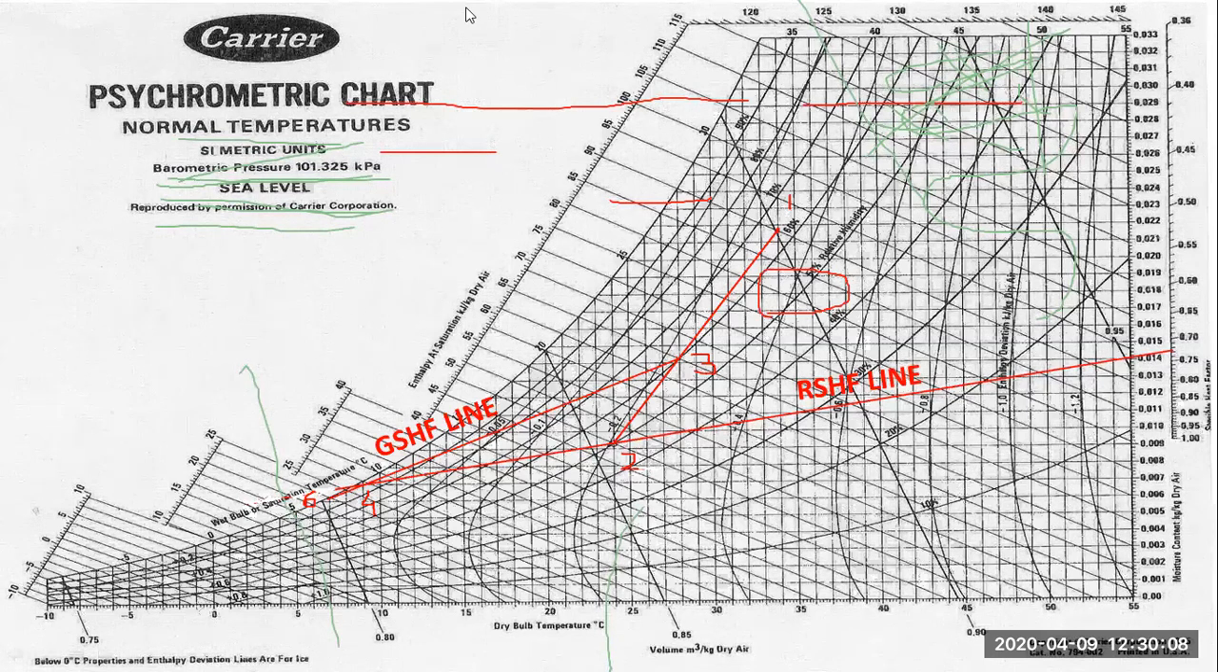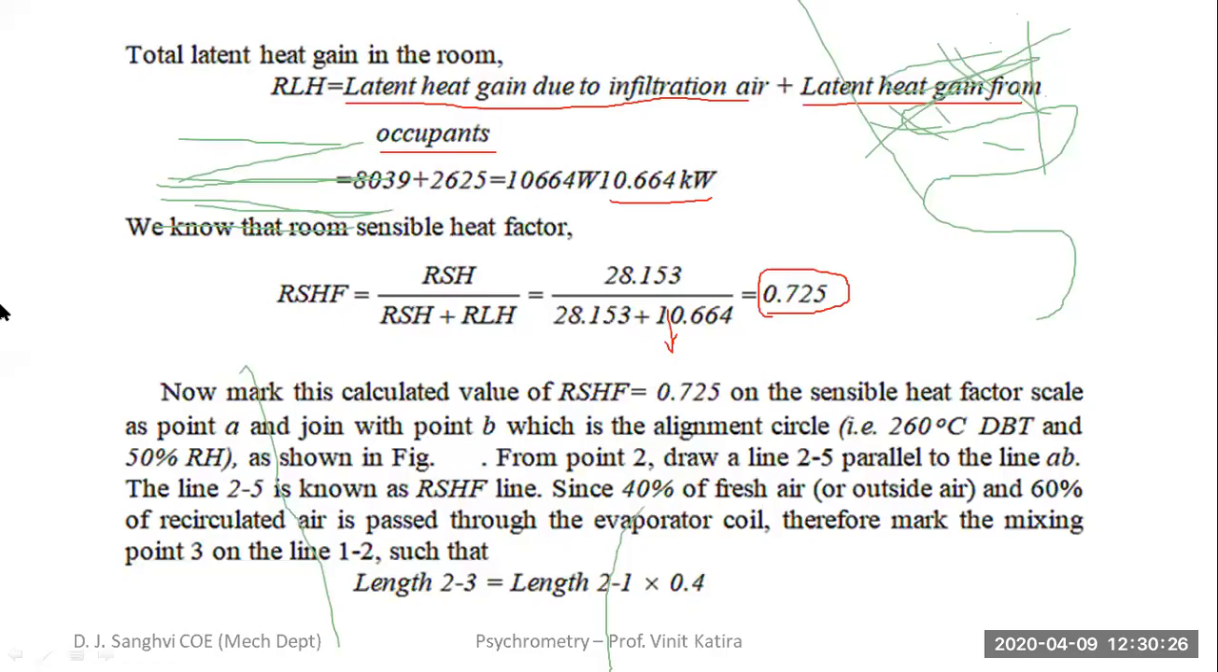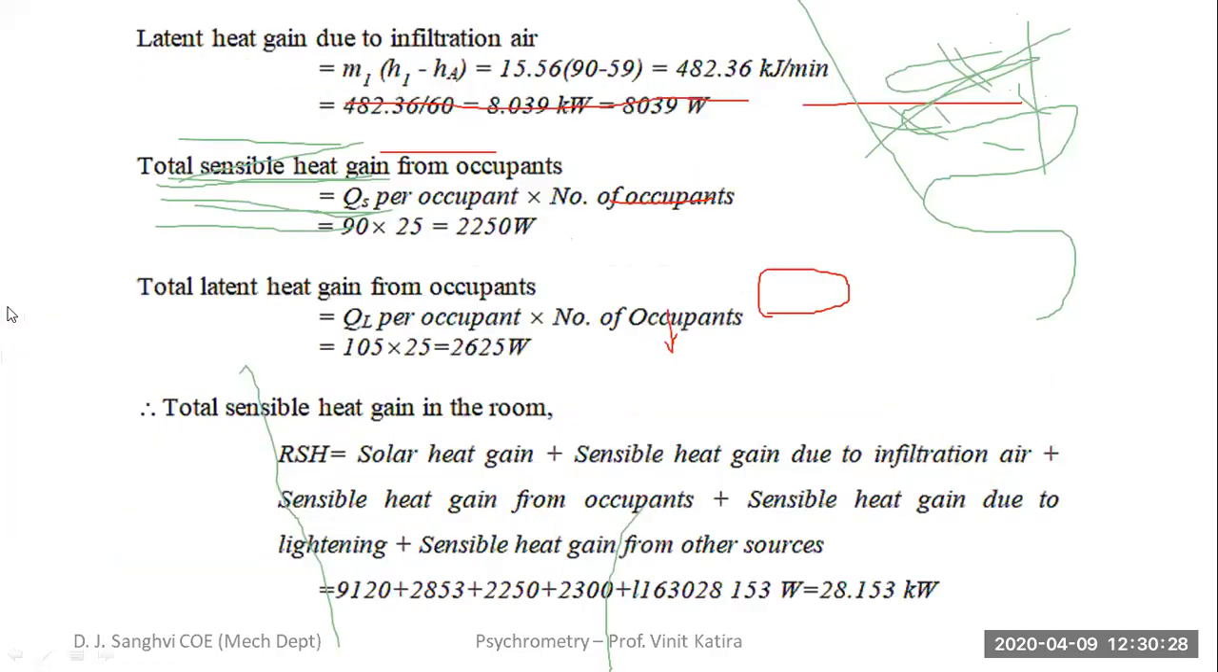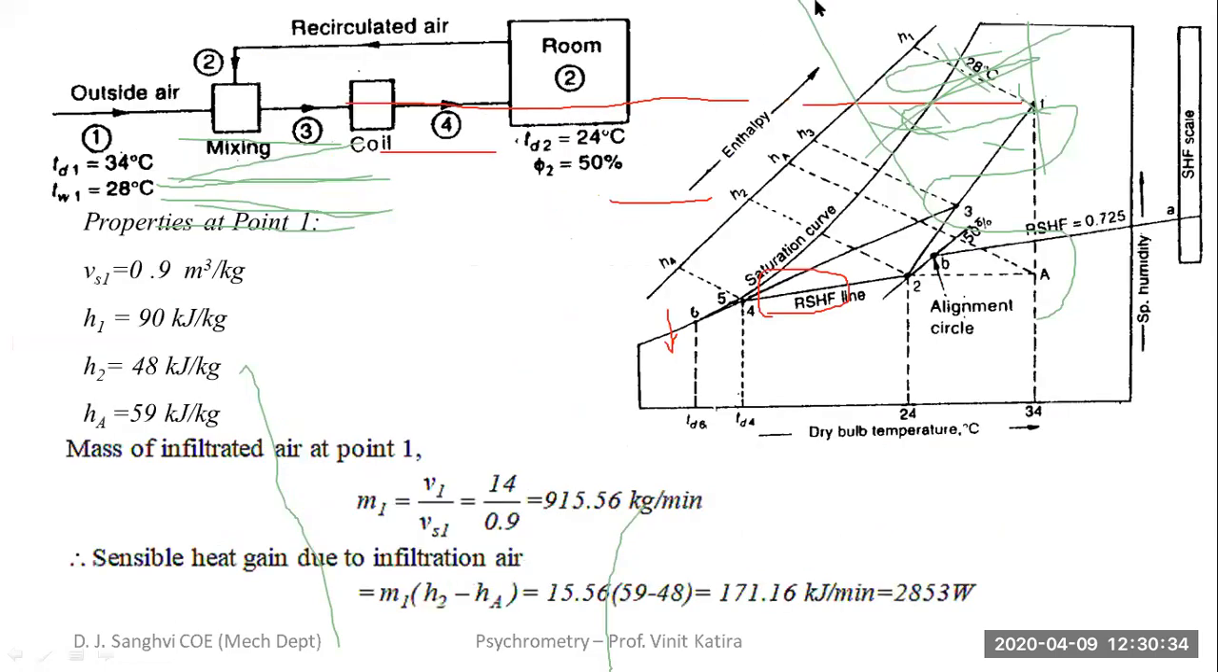Next, what you have to do is locate this point of mixing, that is point number 3. To locate the point of mixing, they have given how much infiltration air is being mixed: 40%. So 60% is our room air that is being mixed. Over here you can see.